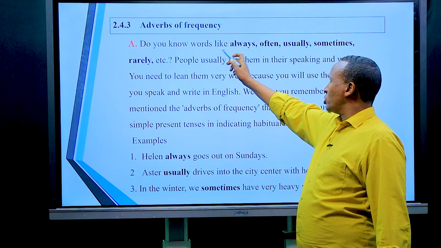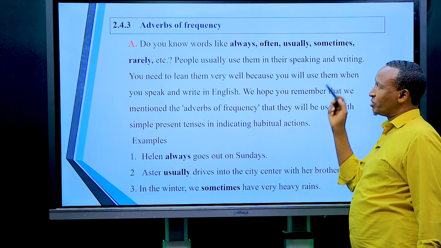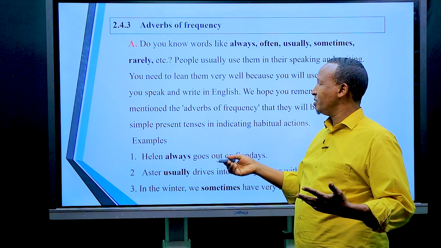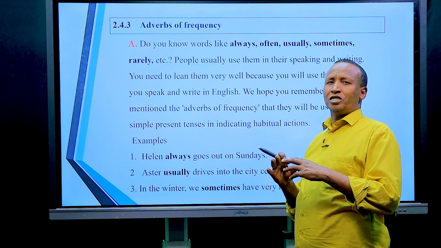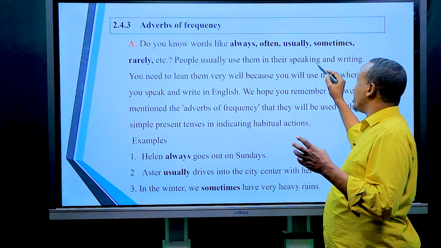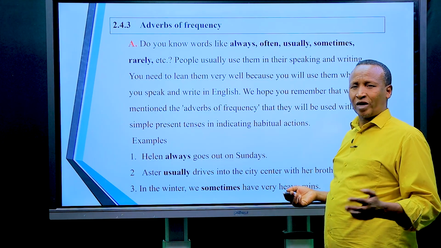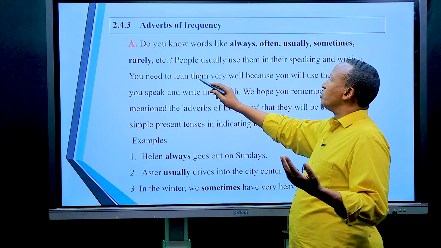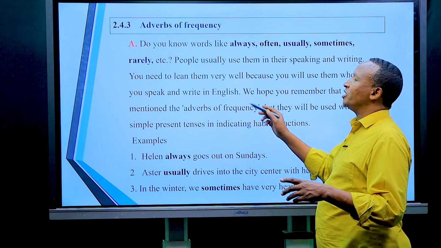Do you know words like always, often, usually, sometimes, rarely, way jiraan kuwa kale like seldom baa jirta iyo kuwa lamid ah. I think you heard these words in some sentences. People usually use them in their speaking and writing. Anytime when you are talking or when you are writing something or when you are just reading a piece of writing, you come across these words. You need to learn them very well because you will use them when you speak and write in English.